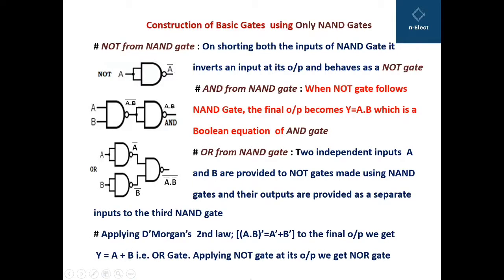Now by applying De Morgan's second law, which is like this, A into B whole bar is equal to A bar plus B bar, to the final output. Here A bar into B bar whole bar, if we apply the same law, we will get A double bar plus B double bar, which is nothing but A plus B. That is the logic equation for OR gate. Applying a NOT gate at its output, by using a NAND gate, we will get the NOR gate.